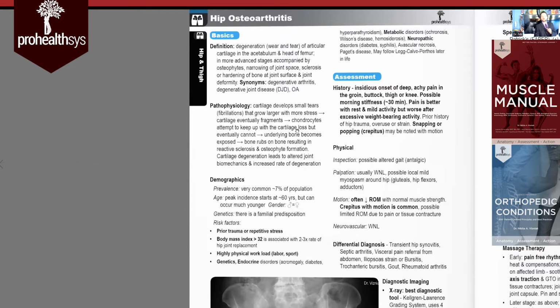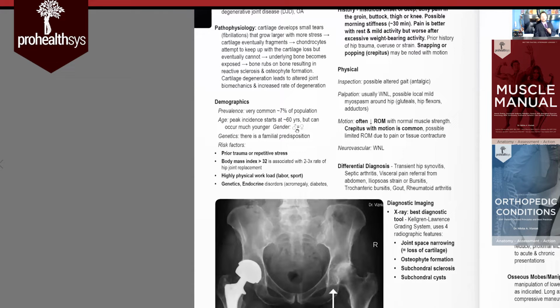So prevalence, who gets this? This is extremely common for the hip. In fact, in most cases, any weight-bearing joint, hips and knees typically, and lumbar spine as well. Couple of key things to realize, approximately 7% of the population is going to have this. Peak incidence starts in your 60s. Although if you have a genetic predisposition in your family, I've seen it in 50s and 40s where people have to get hip joint replacements as well. Oftentimes they may have a congenital hip dysplasia from birth that could also be associated with this condition.